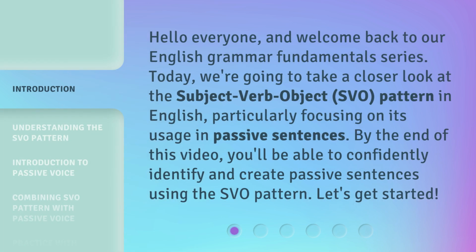Hello everyone, and welcome back to our English Grammar Fundamentals series. Today, we're going to take a closer look at the subject-verb-object, SVO, pattern in English, particularly focusing on its usage in passive sentences. By the end of this video, you'll be able to confidently identify and create passive sentences using the SVO pattern. Let's get started.